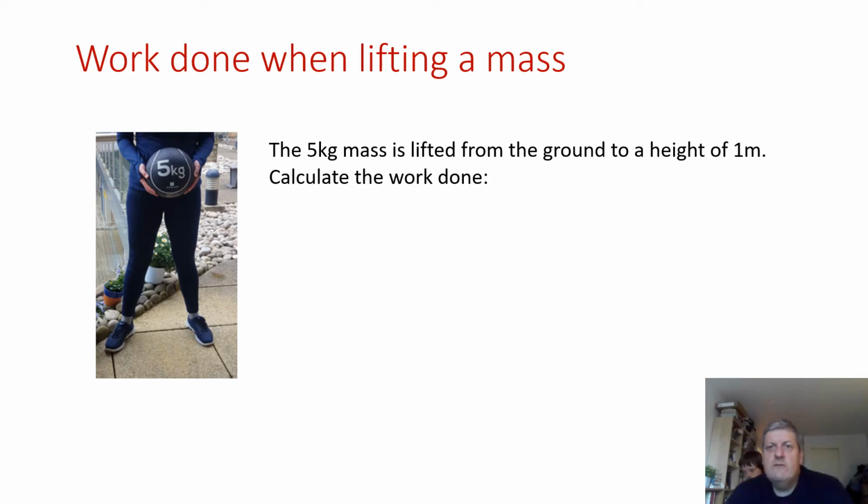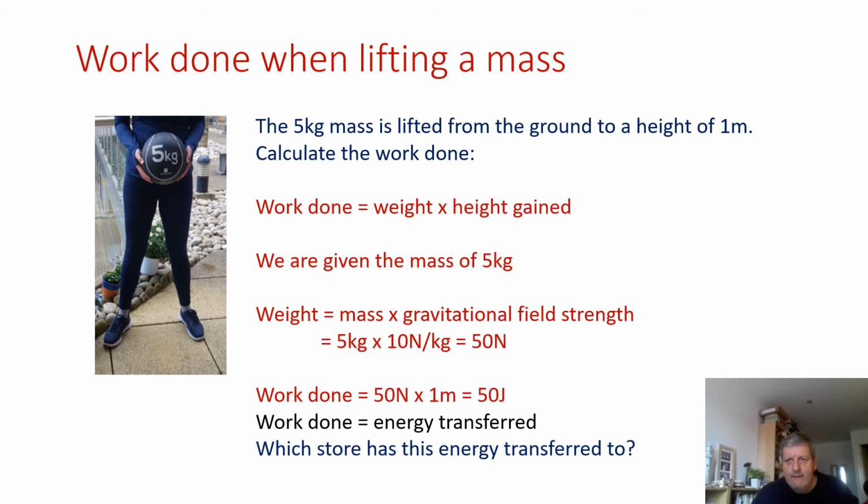So we're now going to apply the equation for work done to a situation where we're lifting a mass vertically upwards from the ground. So we're going to lift the mass from the ground up to a height of 1 meter. And you can see there that it's got a mass of 5 kilograms. So we're going to be applying the equation for work done. The general equation for work done is work done equals force times distance. When we're lifting a mass directly upwards, the force is the weight. So what we need to do is find the weight of this mass, and the distance moved is the height gained.